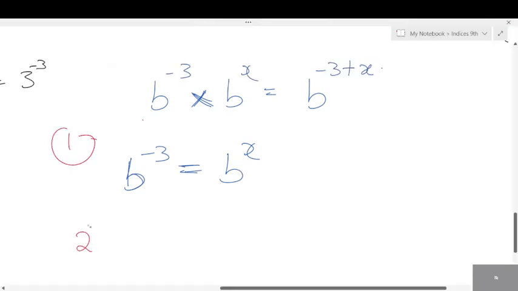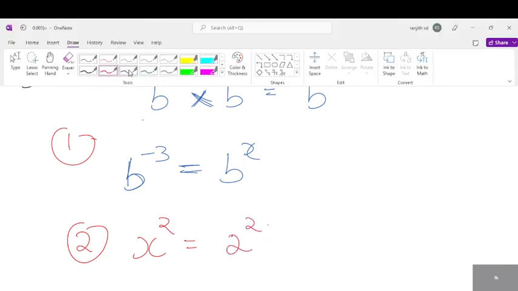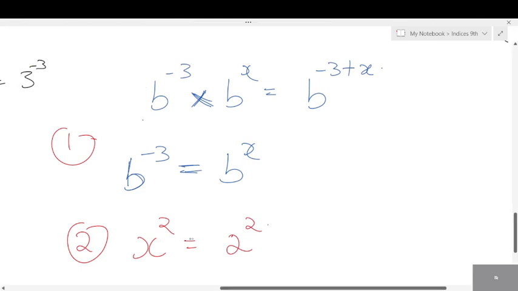The second concept is x to the power of 2 is equal to 2 to the power of 2. Even if the powers are same, you can use the same concept. Are the powers same or different for both? Same. So this 2 and 2 will get cancelled out. What's the value of x?